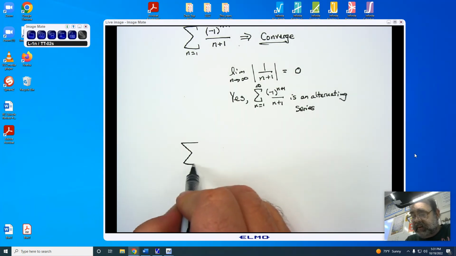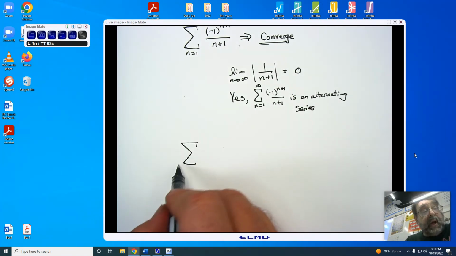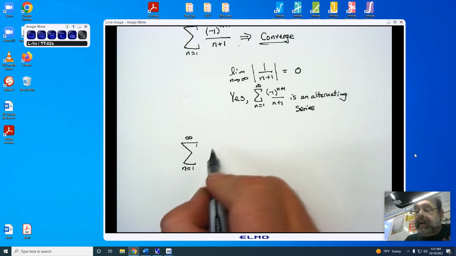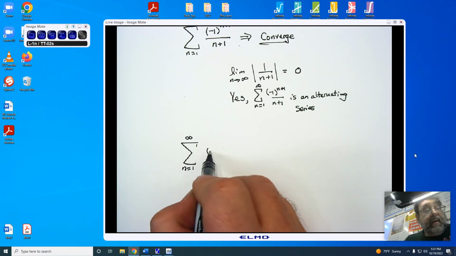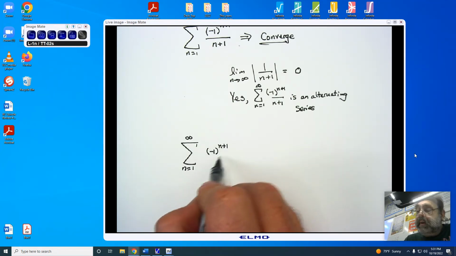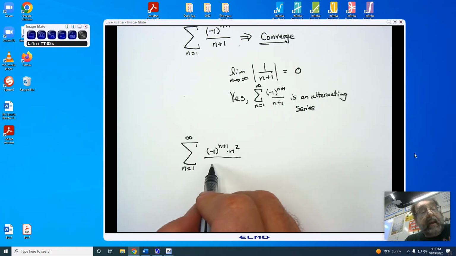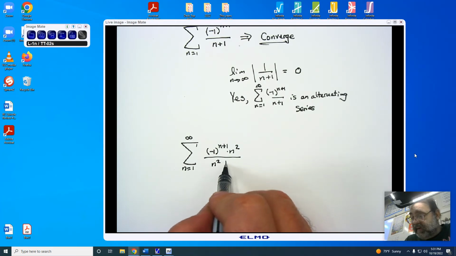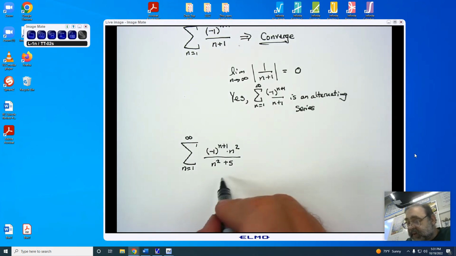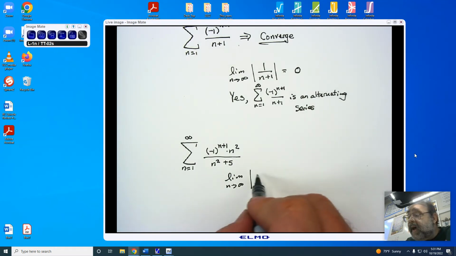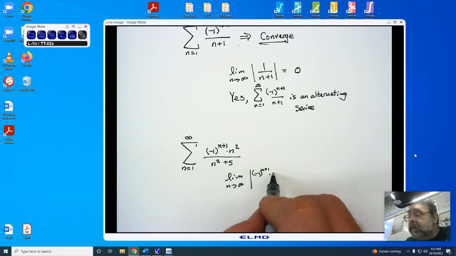I have the summation, n equals 1 to infinity, of negative 1 to the n plus 1 times n squared divided by n squared plus 5. Now you'll notice the first test that we're going to do is the limit as n approaches infinity for the absolute value of negative 1 to the n plus 1 times n squared divided by n squared plus 5.